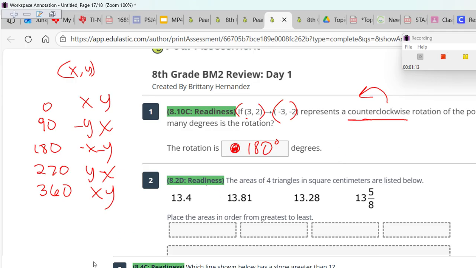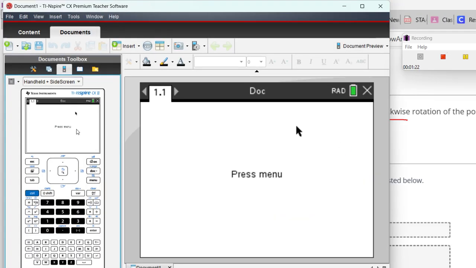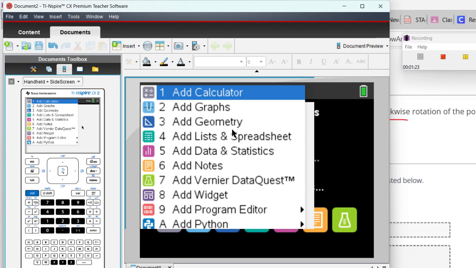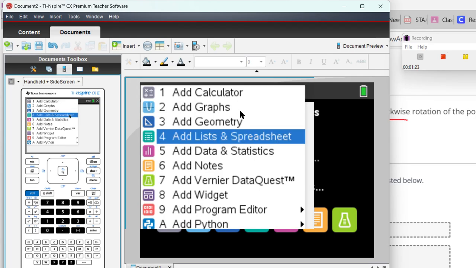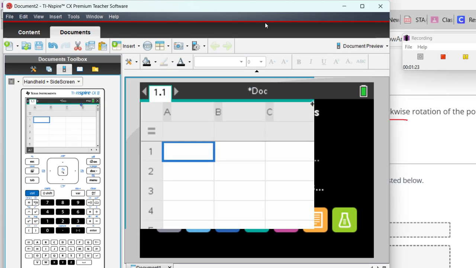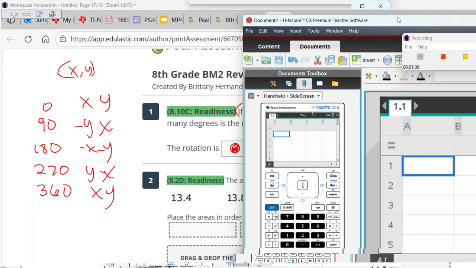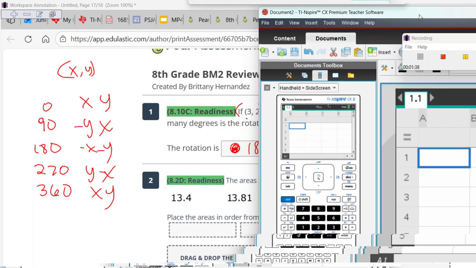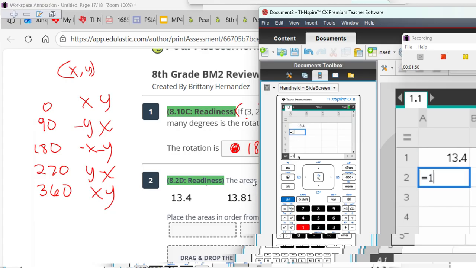This is when you do want to use a calculator, okay? So I'm going to get the calculator and go to Lists & Spreadsheets. I'm going to put these numbers in there, all right? The numbers are not too hard. They're pretty basic numbers, but it's a good thing to practice using these. Equals 13.4, equals 13.81.